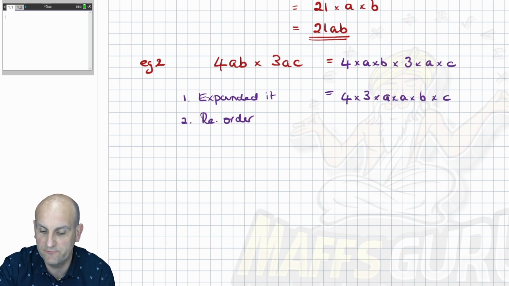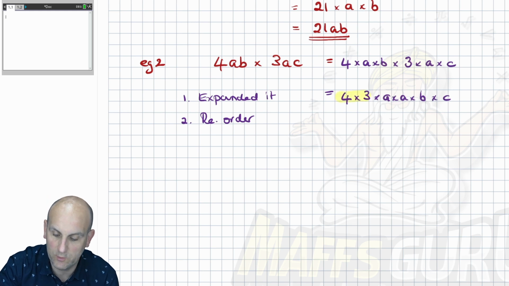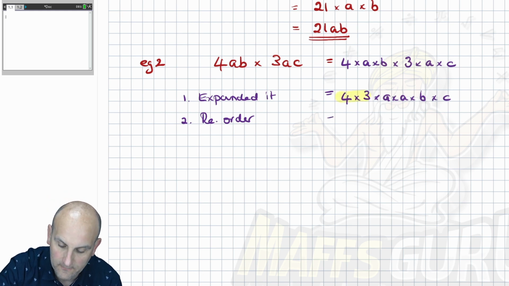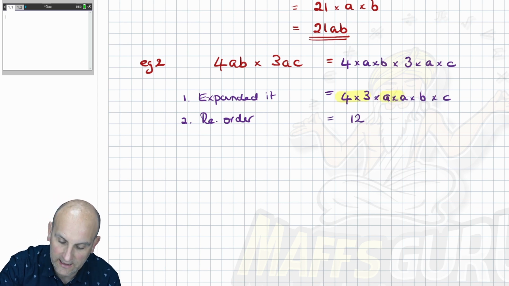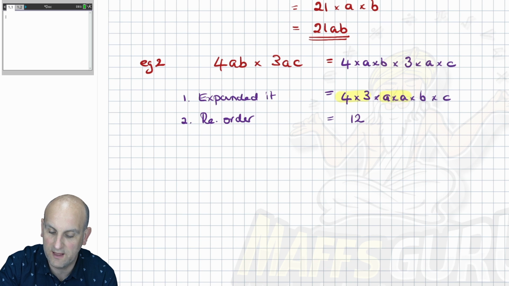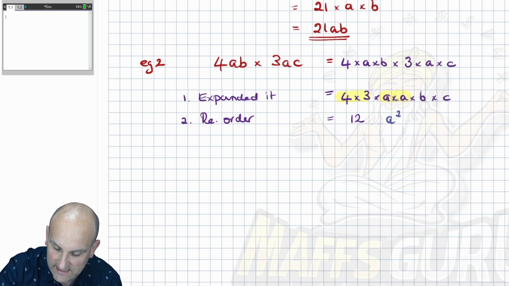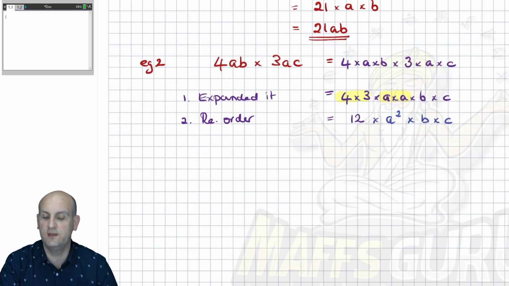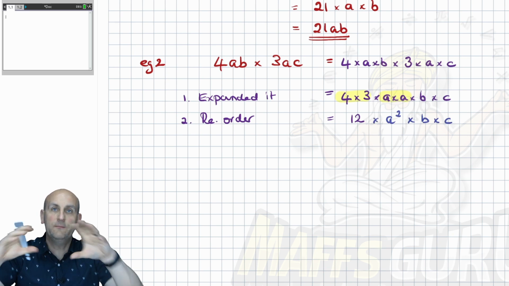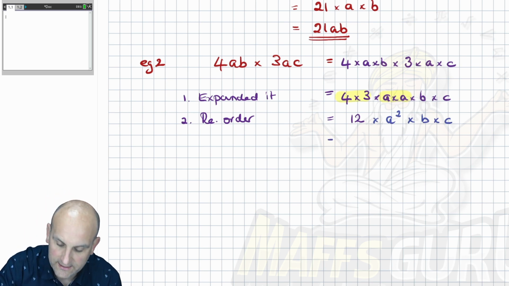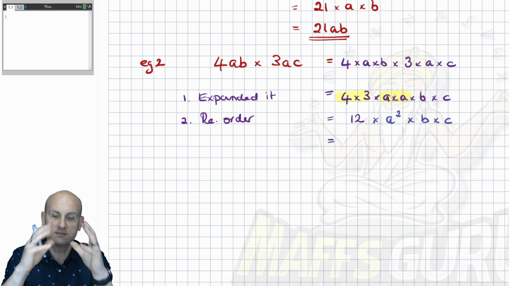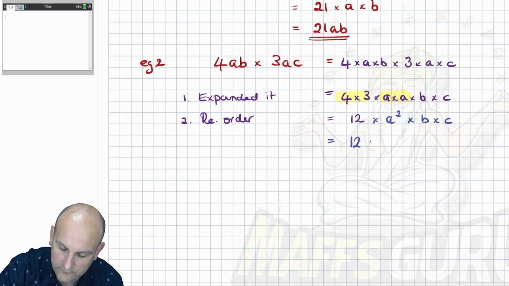And now I'm going to simplify anything that I can. Well, I know that 4 times 3 is 12. I've now got another trick here to say I've got an a times an a, which we know mathematically we can write as a squared. I've got nothing to connect the b with. I can't simplify the b or the c. Having now made that simpler by the numbers and any repeating letters, I just basically stick it back together again. So I've got 12, a squared, b, and c.